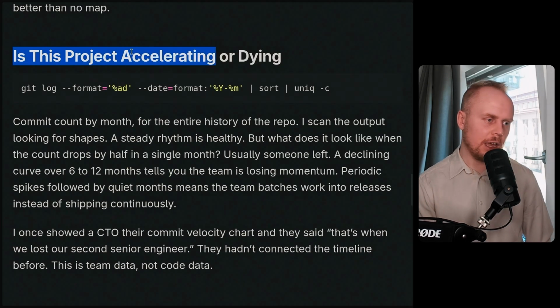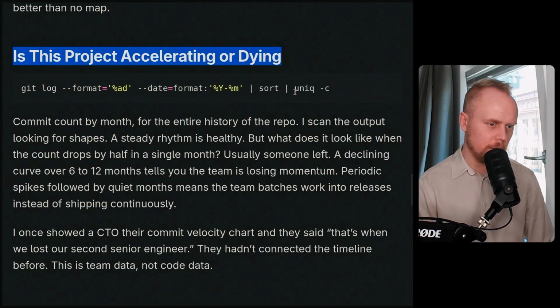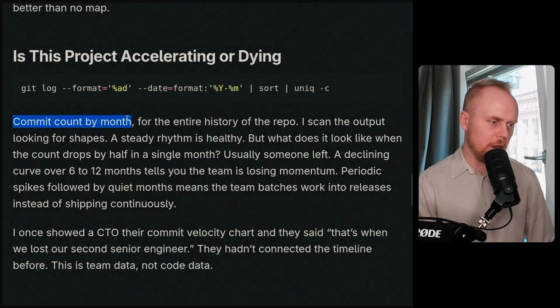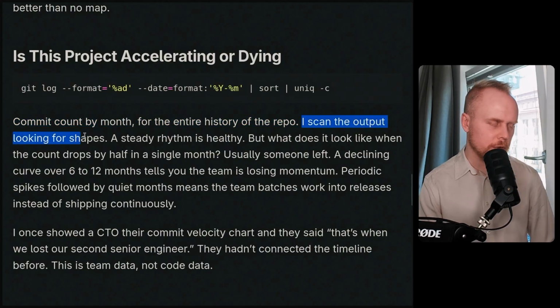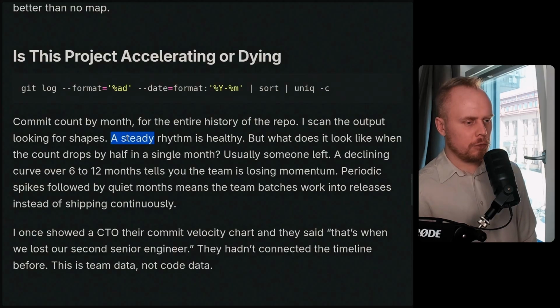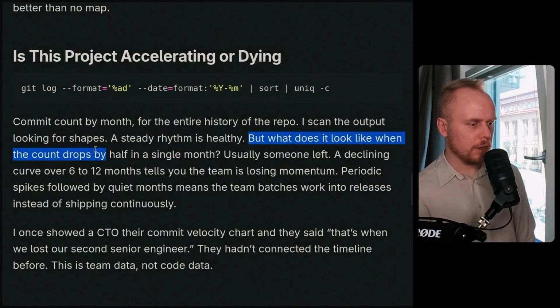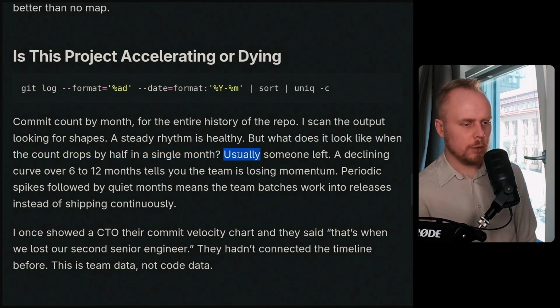Is this project accelerating or dying? And then you have a command here for that. Commit count by month for the entire history of the repo. I scan the output looking for shapes. A steady rhythm is healthy, but what does it look like when the count drops by half in a single month? Usually someone left. A declining curve over 6 to 12 months tells you the team is losing momentum.